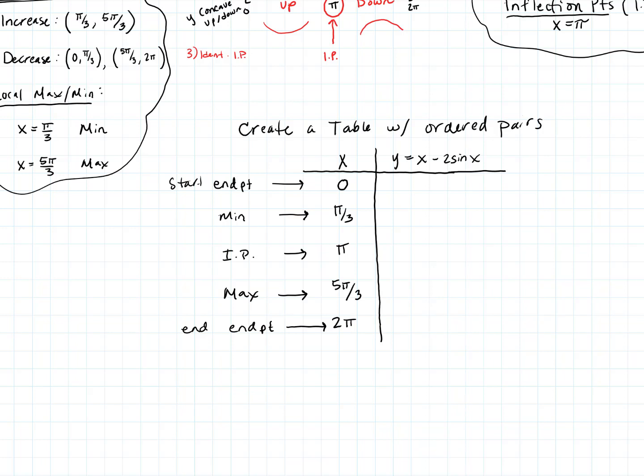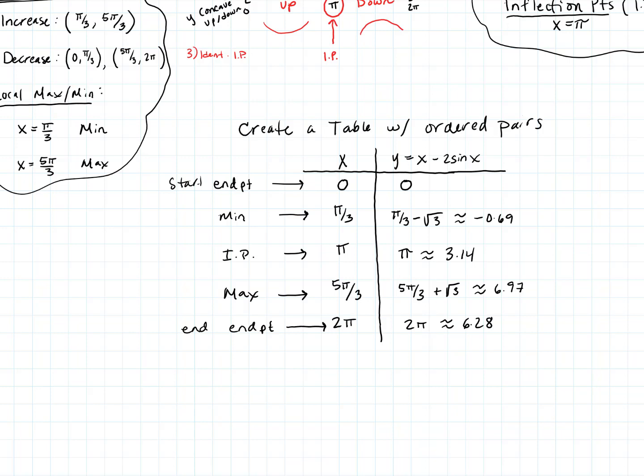And just because the video is getting a little long here, I'm going to go pretty quickly through this. So this is 0. Plugging pi over 3 into that function, the exact value is pi over 3 minus root 3, but that's approximately negative 0.69. Plugging in pi, you get back just pi, which is approximately 3.14. Plugging in 5 pi over 3, you get 5 pi over 3 plus root 3, which is approximately 6.97. Plugging in 2 pi, you get back just 2 pi, which is approximately 6.28. So we have all of those values.